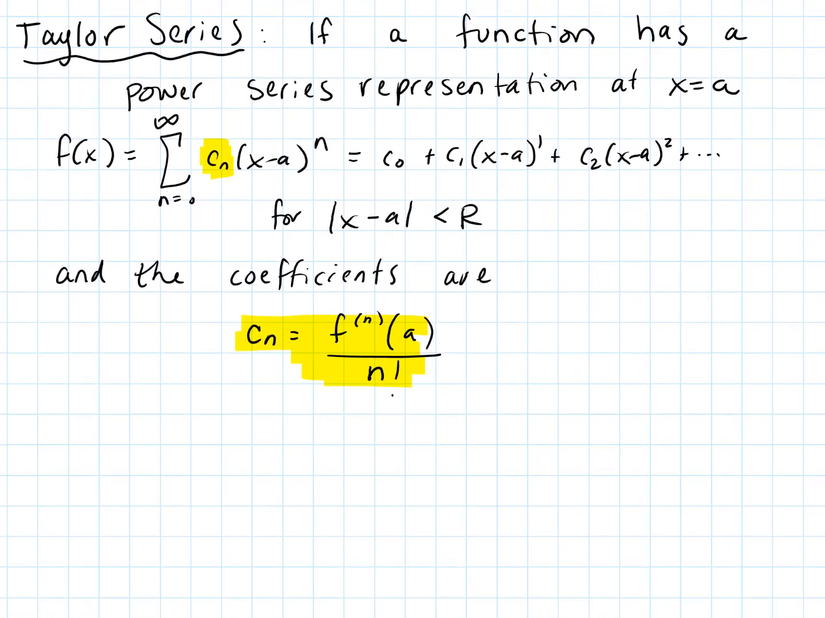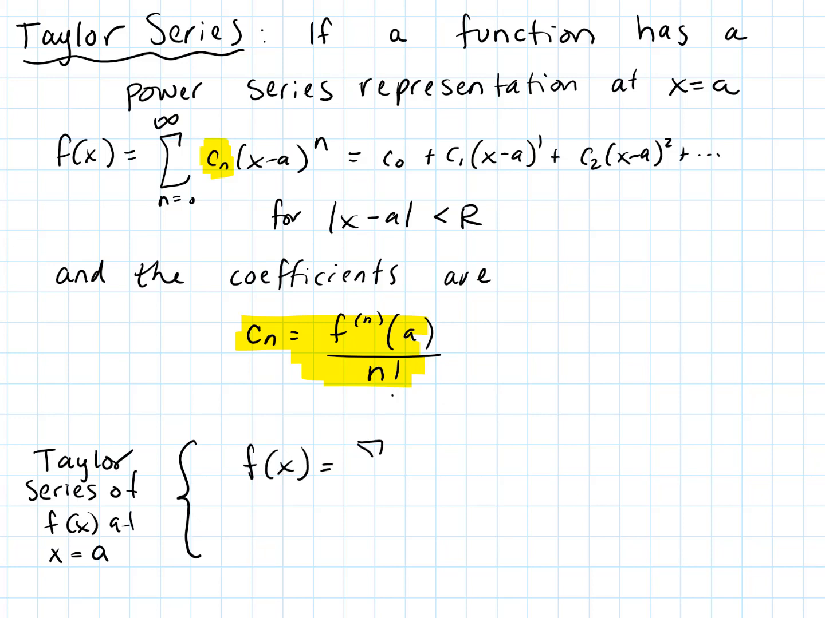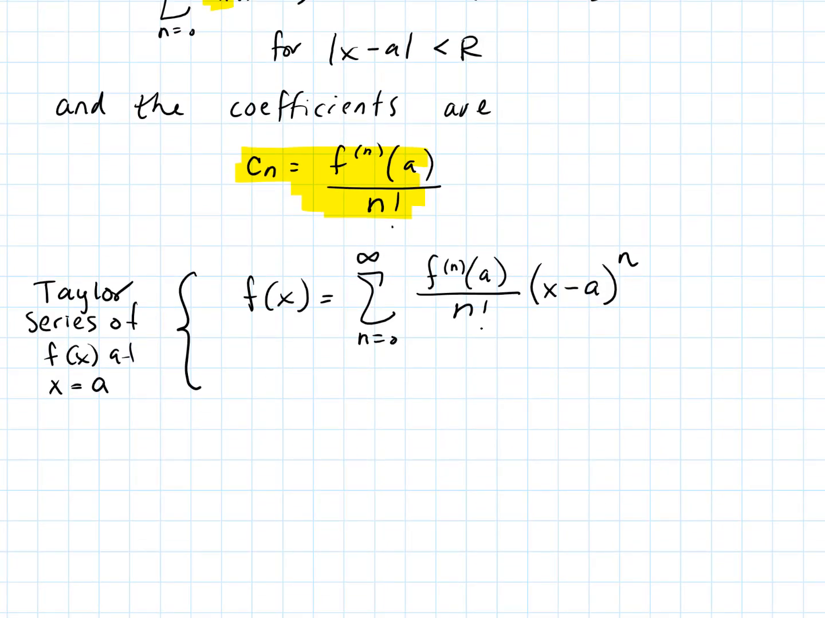If we were to actually expand this out and write it out, the Taylor series of f of x at x equals a in expanded form, that's f of x equal to the sum from n equals 0 to infinity, replacing those c sub n's, of the nth derivative evaluated at a over n factorial times x minus a to the nth. And we can expand that out.